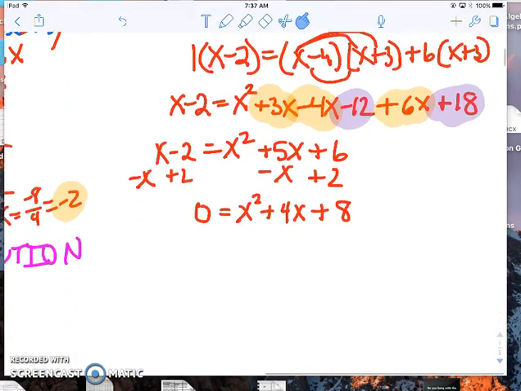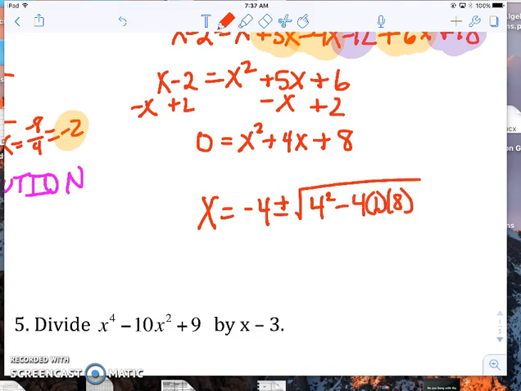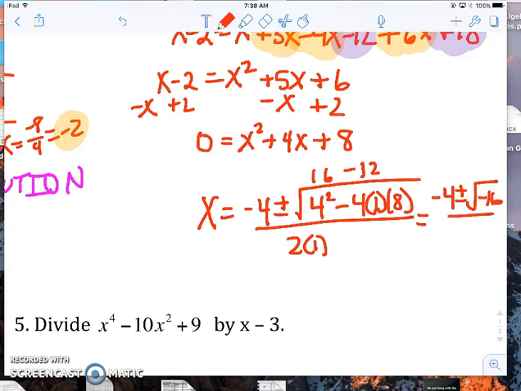So is there a number that multiplies to 8 and adds to 4? Not that I can think of, so we'd have to do the quadratic formula. X equals negative 4 plus or minus the square root of 4 squared minus 4 times a times c, all over 2 times 1. So we have negative 4 plus or minus the square root. This is going to be a negative, so this is 16 minus 32, so negative 16, all over 2.